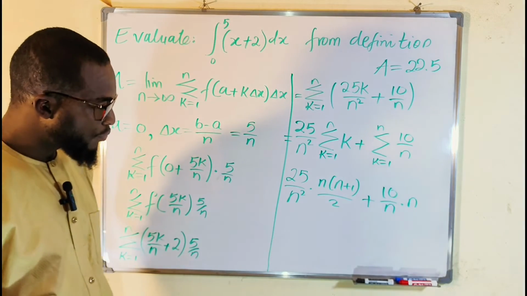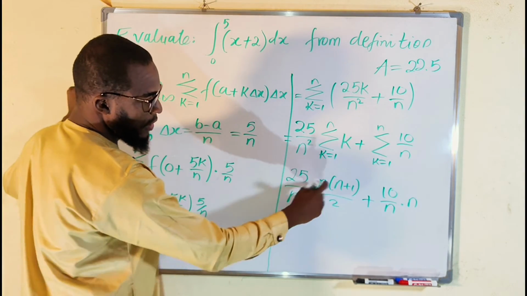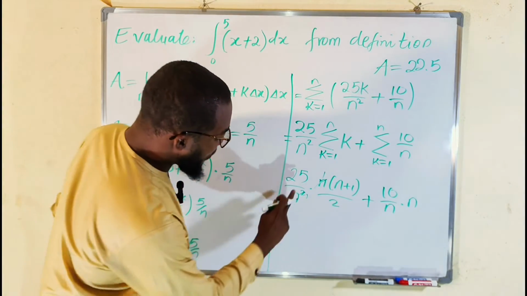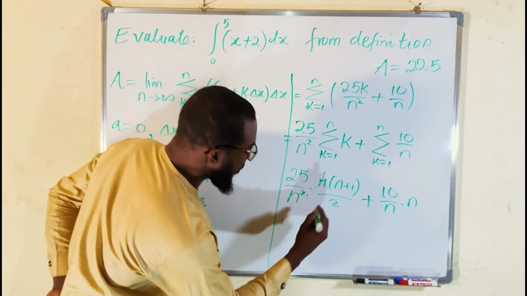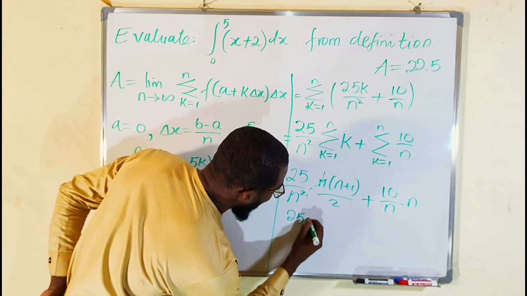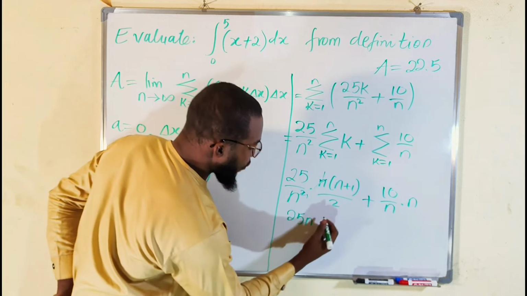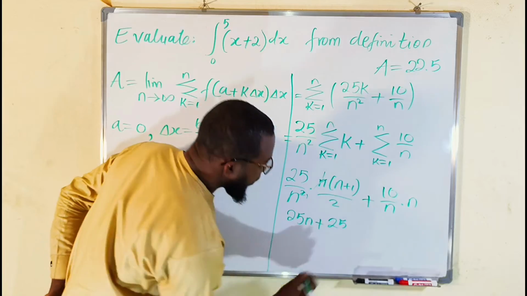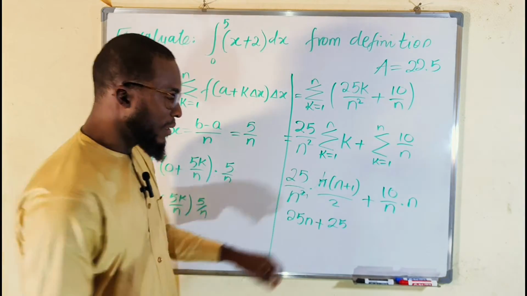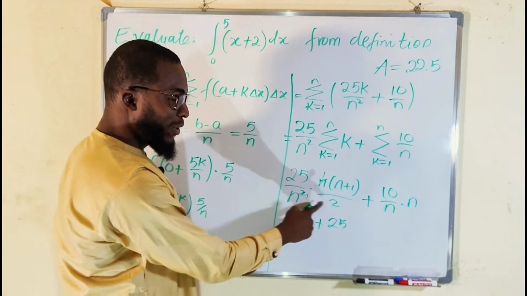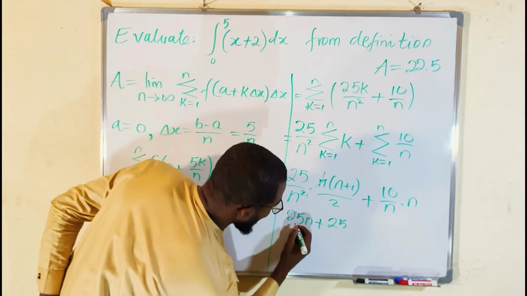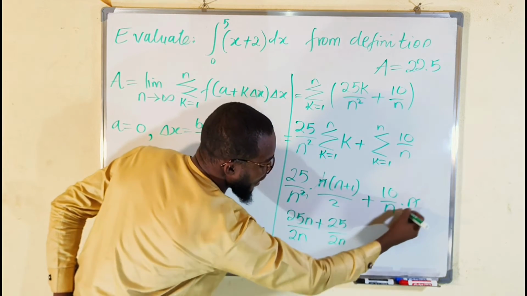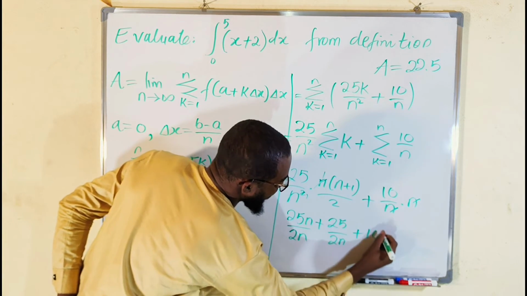Let's further break it down. This n can divide this n one time. So what we have is 25 times n plus 1. If you expand, that is 25n, then 25 times 1 will give us 25. Then we divide by 2n, because we are multiplying 2 by n. So we have this divided by 2n, this divided by 2n. Remember, this n will cancel this n, so we have 10 right here.